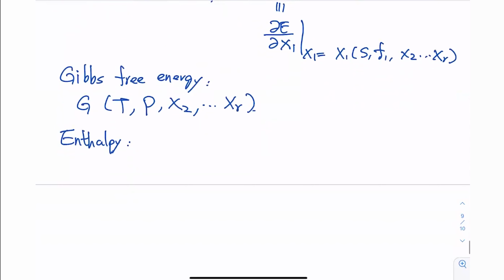In this case, we keep the entropy and we replace the volume by its intensive conjugate partner pressure, and the rest of the extensive variables are kept. Okay, so that's the very basic idea.